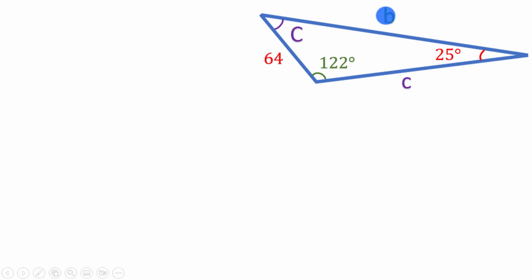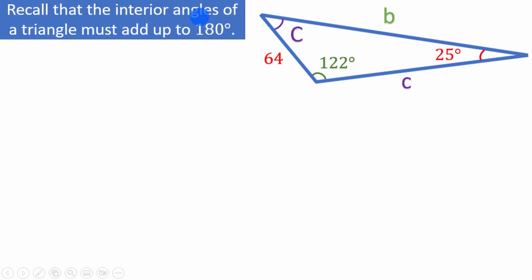The first thing we should do is solve for the missing angle capital C. Recall that the interior angles of a triangle must always add to 180 degrees. That means if you know two angles, you can always find the third. The way we can do this is by taking 180 degrees and subtracting the other two angles. 180 minus 122 minus 25 is equal to 33 degrees. That means that the missing angle, capital C, is equal to 33 degrees.